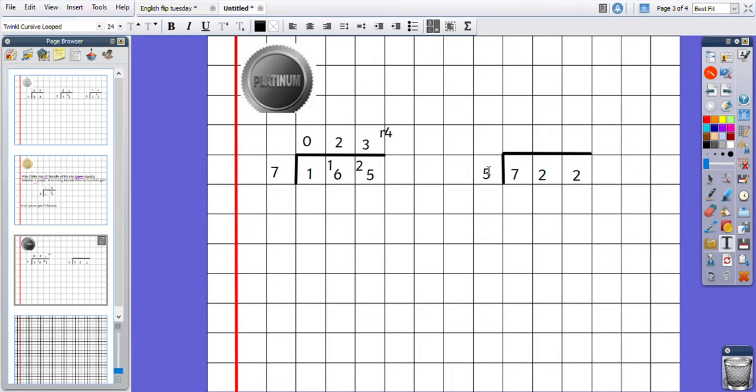Let's try another one. How many groups of 5 can I make with 7? I can make 1 group, and I will be carrying over the 2 I have not used. Okay, how many groups of 5 can I make with 22? 5, 10, 15, 20. I can make 4 groups, but I've only got to 20, so I have a remainder of 2 at the end of my calculation, so I need to put remainder 2.